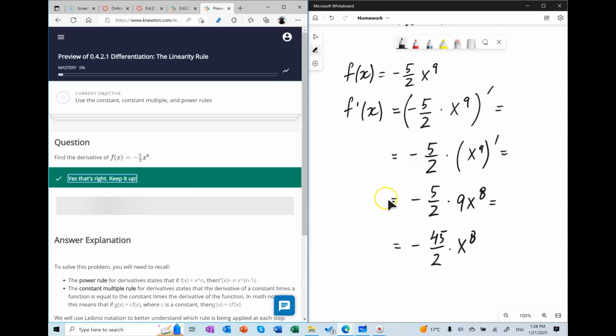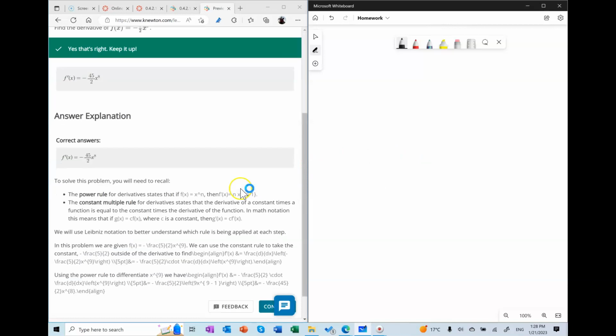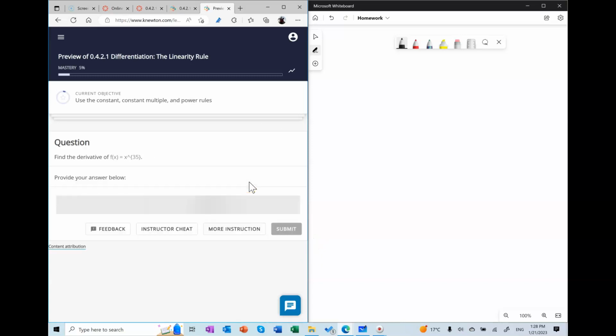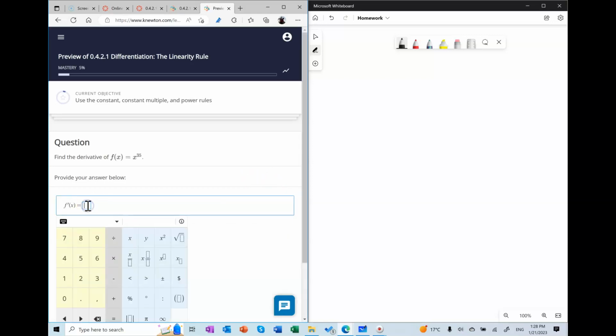And at some point you'll build enough confidence that you won't need to check every single answer with Wolfram Alpha. You'll just trust yourself. But it may take time to build that trust. So let's go to the next problem. At some point I'm not even going to use scratch paper. x to the power 35 is just a power rule. It's 35x to the power 34.